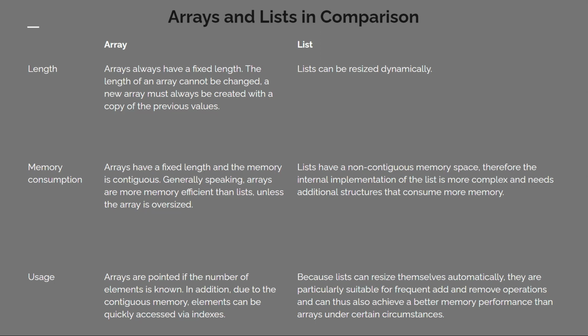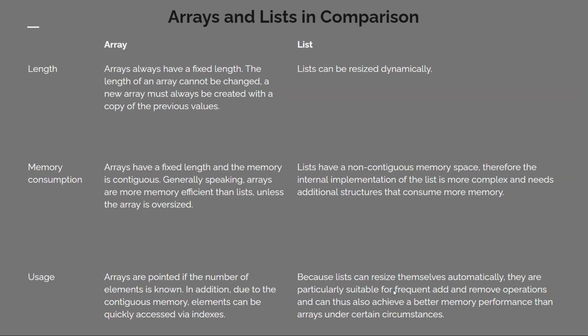Memory consumption, array. Arrays have a fixed length and the memory is contiguous. Generally speaking, arrays are more memory efficient than lists, unless the array is oversized. Memory consumption, lists. Lists have a non-contiguous memory space, therefore the internal implementation of the list is more complex and needs additional structures that consume more memory.